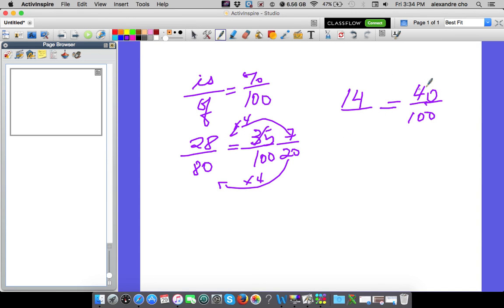Relationship, none. Divide by 10, that's 4. No, that's not going to help us. Divide by 20. Yeah. If I divide this by 20, 40 divided by 20, I get 2. If I divide 100 by 20, I get 5. I can cross this out here because I don't need it anymore. Is there a relationship? Yes. Times 7.